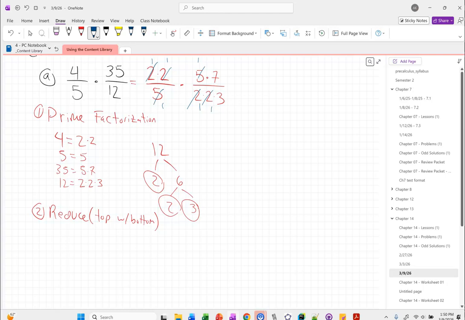Notice that when I reduce them, they become a 1. So then we multiply across. 1 times 1 times 1 times 7 is 7. And 1 times 1 times 1 times 3 is 3. So we have 7 over 3. Is everybody okay?